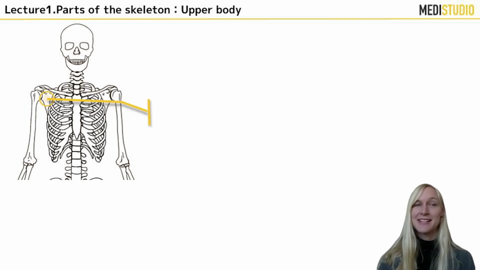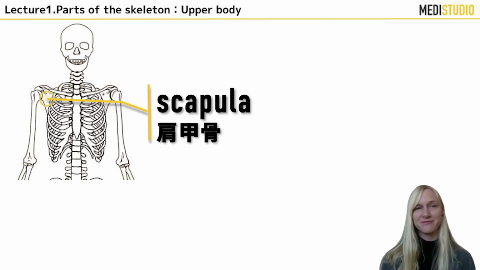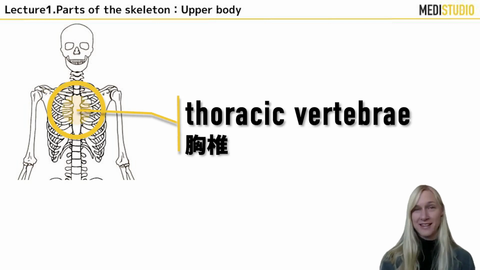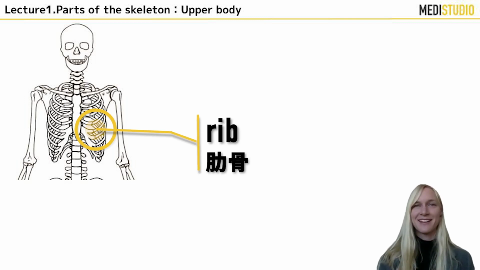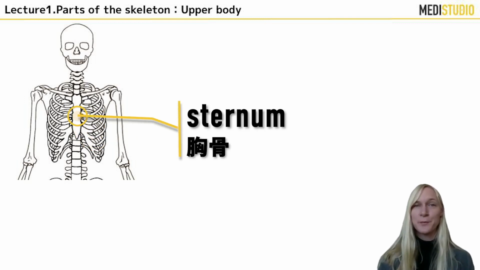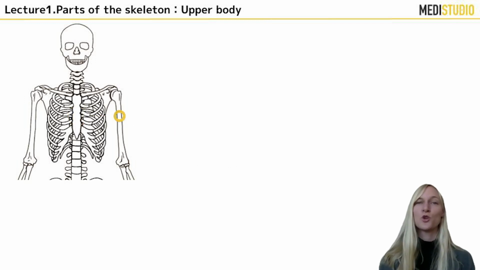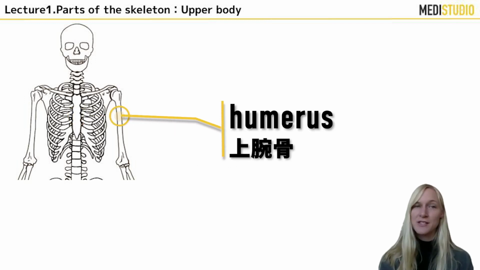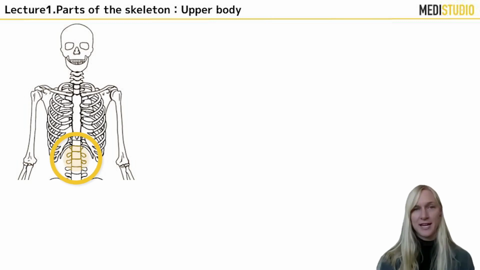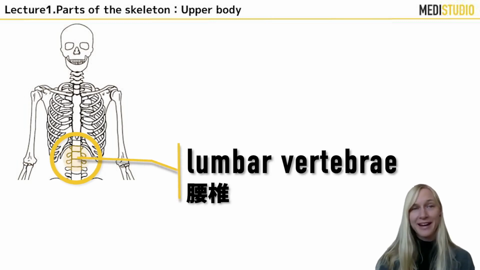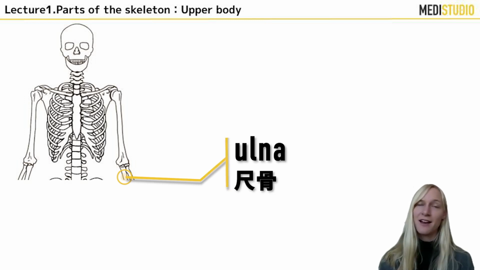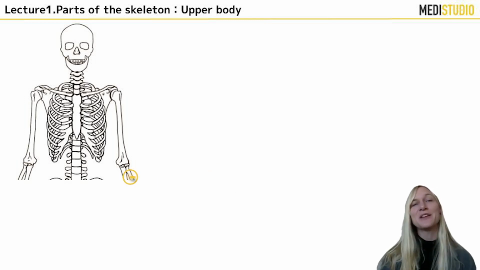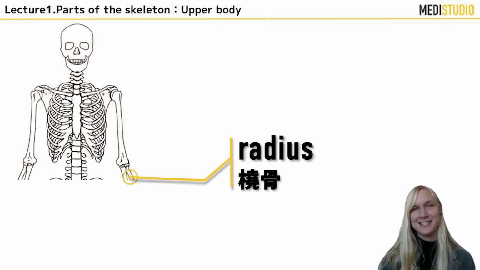8, scapula. 9, thoracic vertebrae. 10, rib. 11, sternum. 12, humerus. 13, lumbar vertebrae. 14, ulna. And 15, radius.